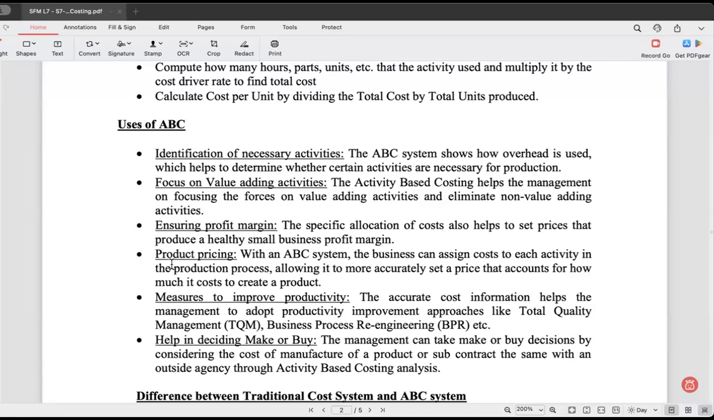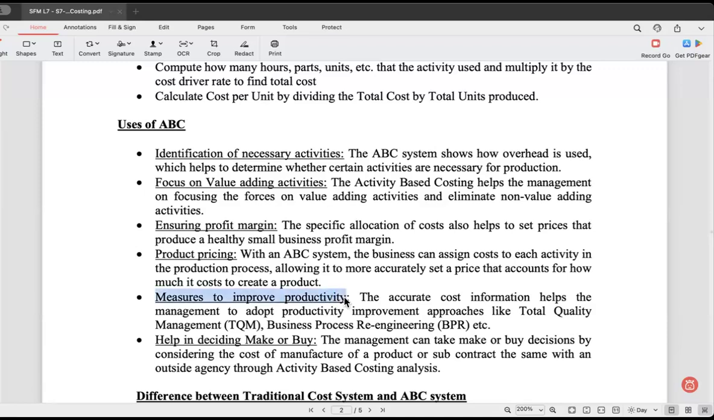Next, we have product pricing. With an ABC system, the business can assign costs to each activity in the production process, allowing it to more accurately set a price that accounts for how much it costs to create a product. ABC assigns costs to each step in the production process, giving a full picture of what it really costs to make each product. So companies can price accurately, considering the true cost of each product.